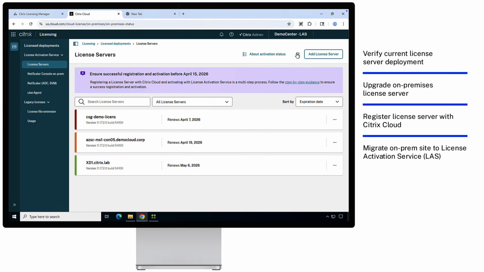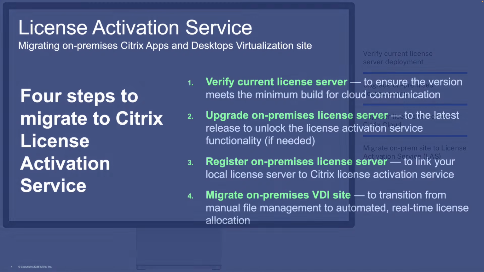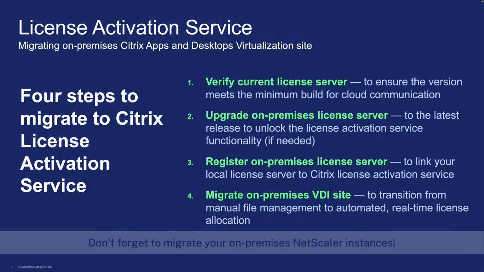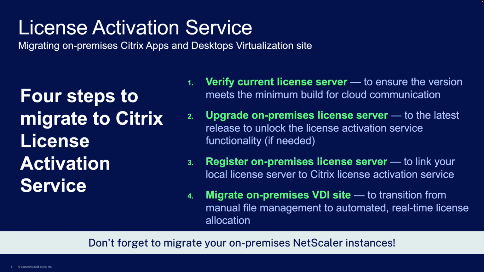To recap, we verified compatibility, upgraded the on-prem license server, registered it with Citrix Cloud, and migrated the Virtual Apps and Desktop site to the License Activation Service. Before wrapping up, remember that any on-prem NetScaler appliances must also be updated to point to the License Activation Service for licensing. This is a required step, so please watch the Migrating to LAS for Citrix NetScaler video.